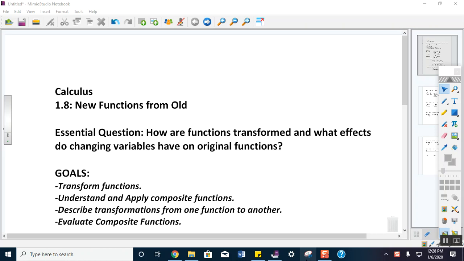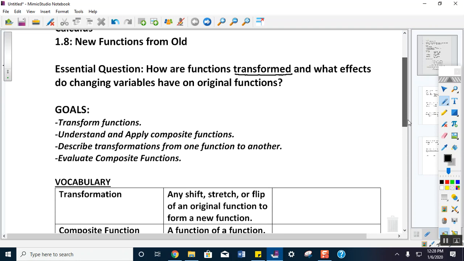Okay. Well, that's a lot of what today is going to be, where it says 1.8 is titled New Functions from Old. Who would volunteer to read this essential question for me? How are functions transformed, and what effects do changing variables have on original functions? We're really going to talk about transforming functions, okay? Transforming meaning what? Moving it, stretching it, shrinking it, sliding it up, sliding it down, reflecting it. Heck, I don't know.